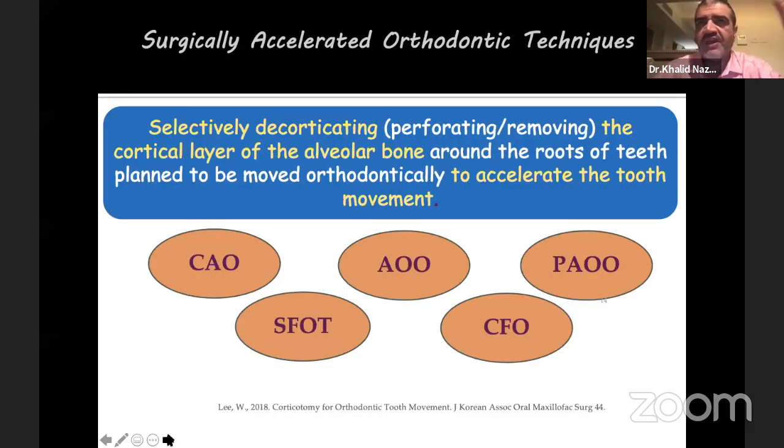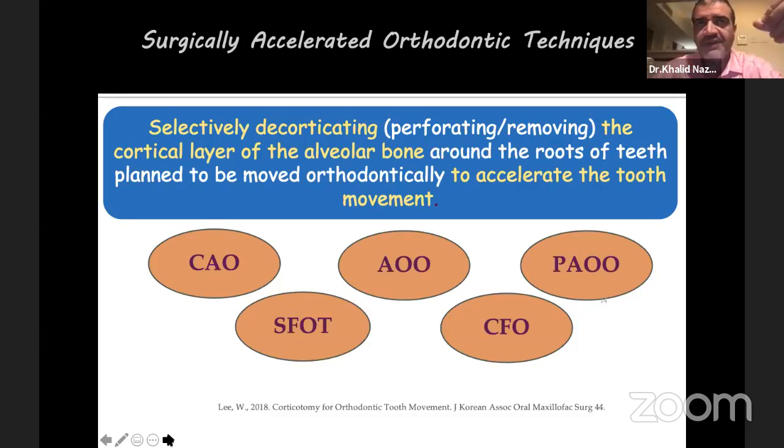Throughout the years, since 2003, 4, 7, then 12, 9, then 13, then 20, multiple techniques have been developed, and more advanced modifications have taken place to reduce the trauma effect and improve the accuracy and reliability of the decortication of the bone to lead to tooth movement.